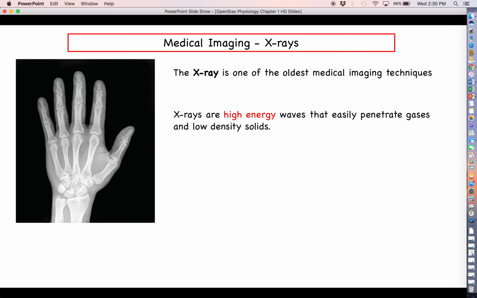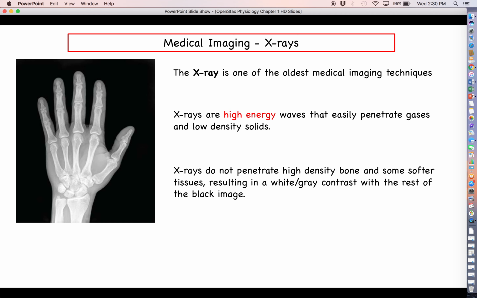So, as we discussed on the previous slide, X-rays are high-energy waves, and as such, they can easily penetrate gases and low-density solids. So that's kind of the thing. The more energy a type of light has, the easier a time it's going to have penetrating certain body structures, but you can also get some damage to those body structures as well.